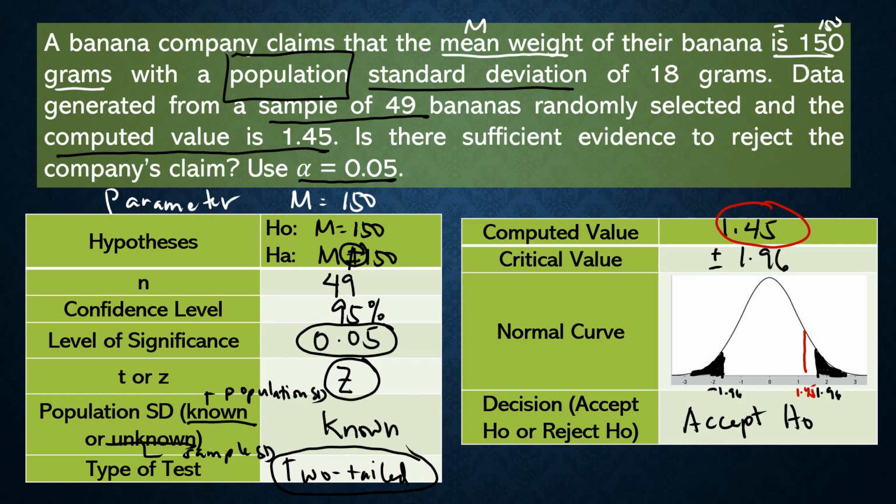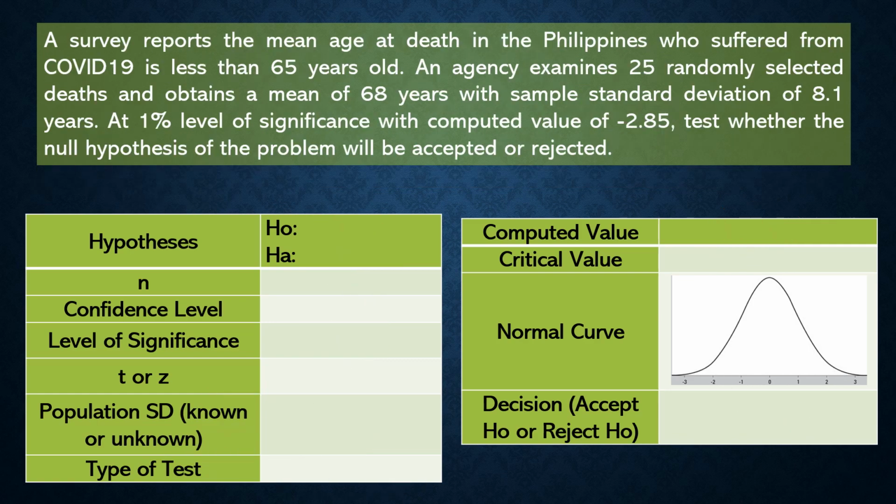Okay, let's try another example. A survey reports the mean age at death in the Philippines who suffered from COVID-19 is less than 65 years old. An agency examines 25 randomly selected deaths and obtains a mean of 68 years with a sample standard deviation of 8.51 years. At 1% level of significance, with a computed value of negative 2.85, test whether the null hypothesis of the problem will be accepted or rejected. So the first thing that you're going to do is identify the parameter.